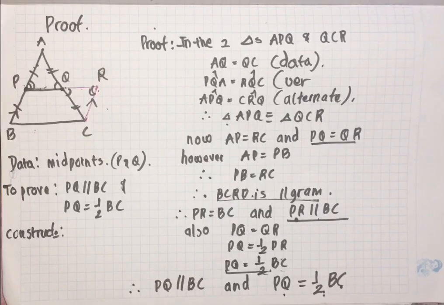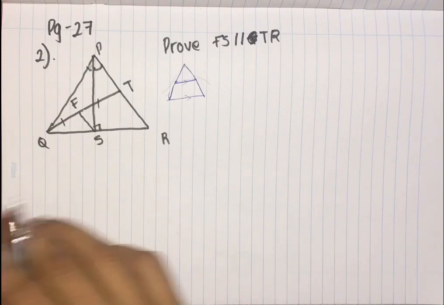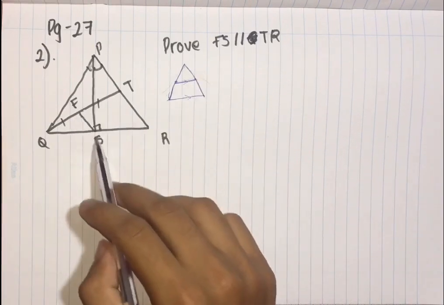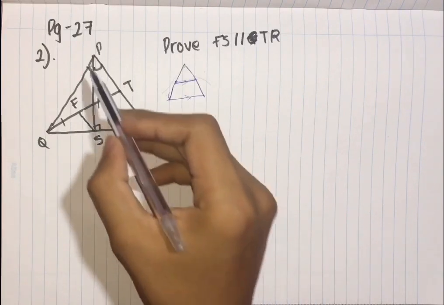Next, we'll go to the question. We'll discuss the question on page number 27, which is based on the midpoint theorem. This is the question given. You have to prove that FS is parallel to TR, and the data is given.